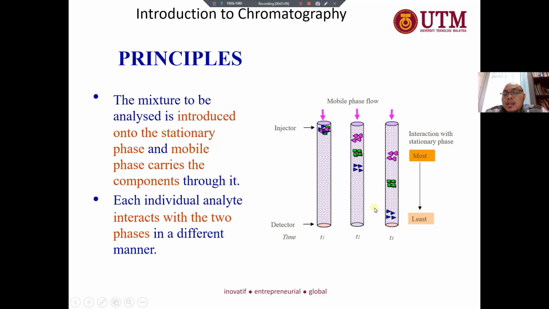Again, when your analyte doesn't interact with the stationary phase, they don't love the stationary phase. They love the mobile phase more, so they will elute the fastest. The interaction is the least. The less interaction with the stationary phase, the faster the analyte will be eluted.